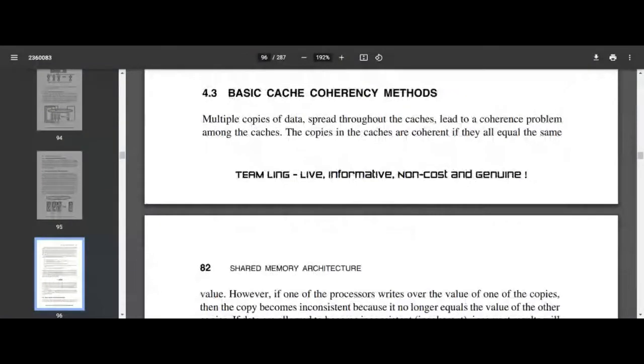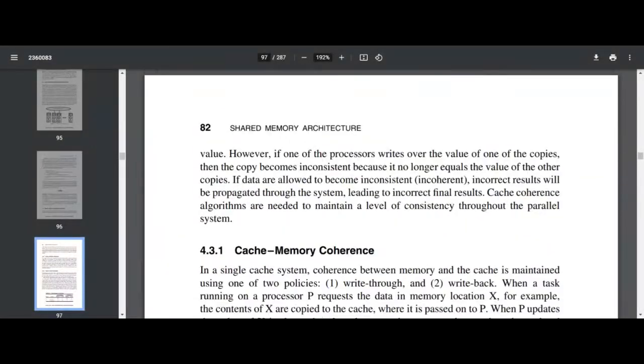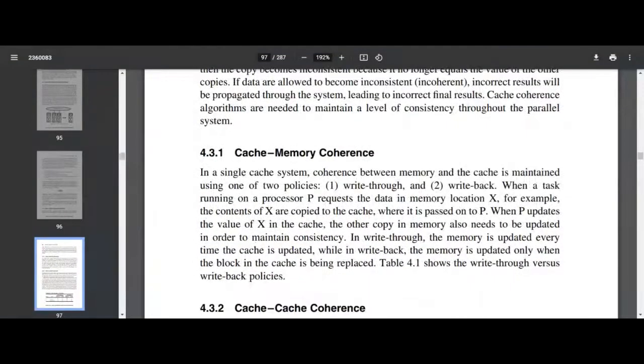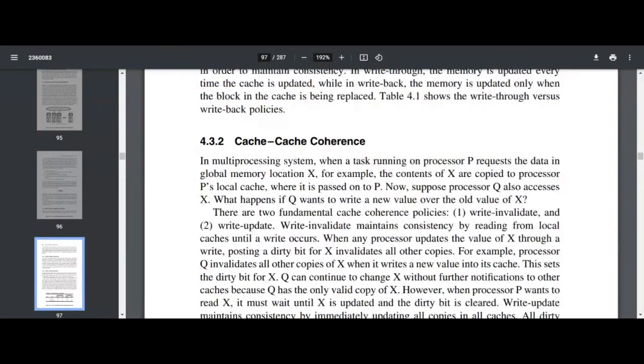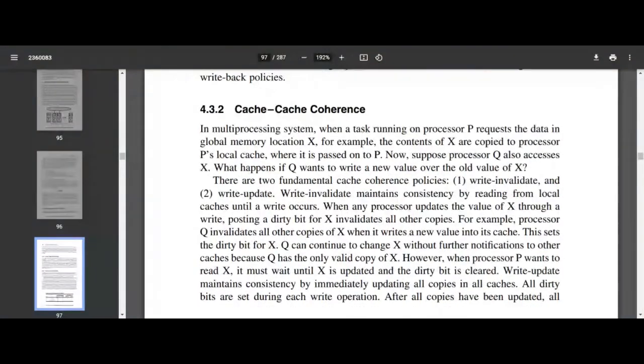So, basic cache coherence methods. The cache memory coherence: in a single cache system, coherence between the memory and the cache is maintained using one of two policies. One is write through and the second is write back. We have discussed this as well. Then the cache coherence example.